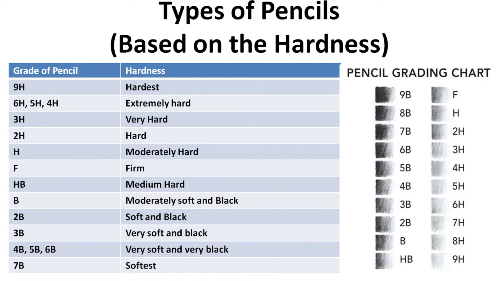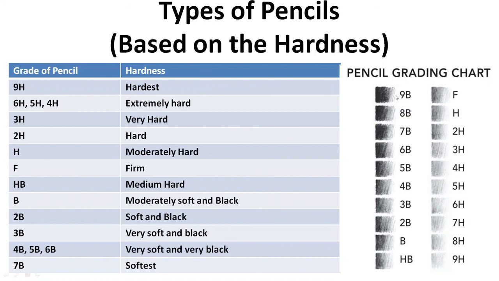HB is medium hard. B is moderately soft and black. 2B is soft and black. 3B is very soft and black. 4B, 5B, 6B are very soft and very black. 7B is a soft paste.